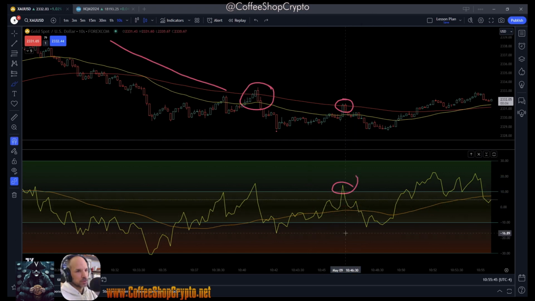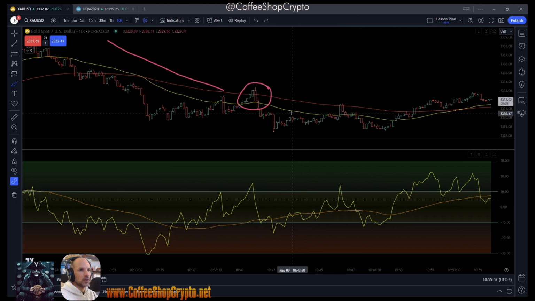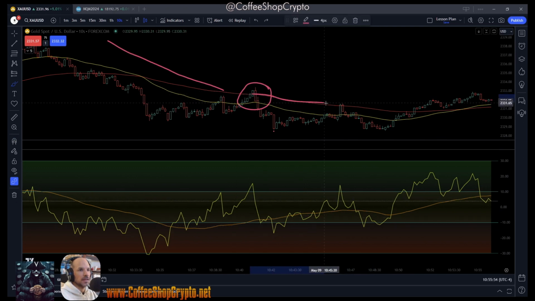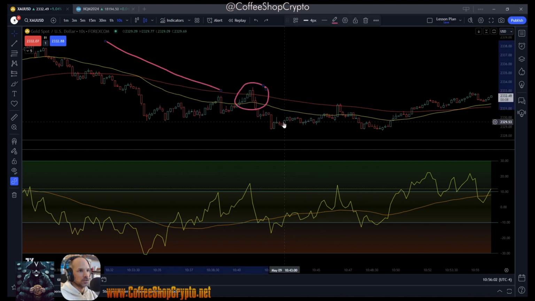So it's really about comparing where the RSI is compared to its last 50 positions and where price action is compared to its last 50 positions. Anytime they match each other, okay, they don't have to cross at the same time. They simply have to match each other.